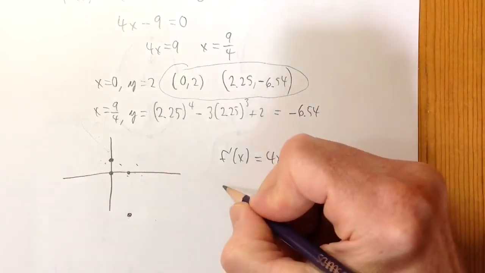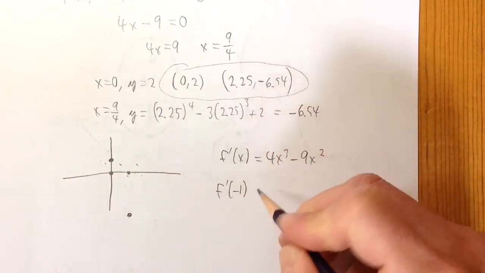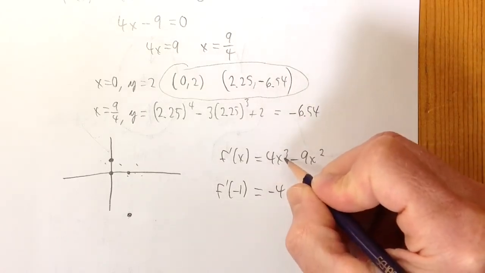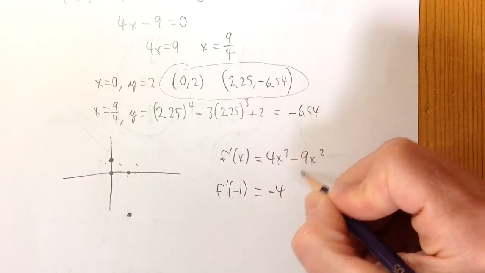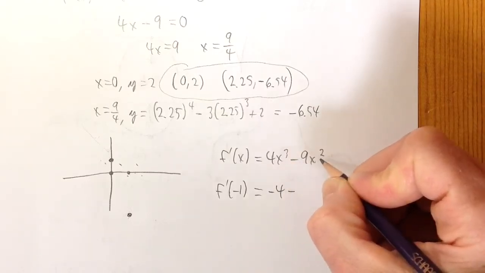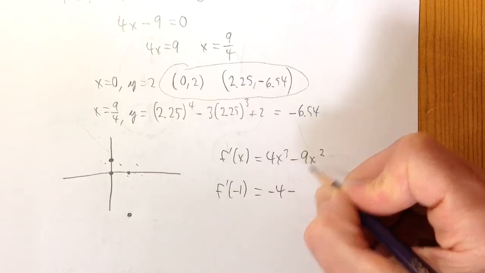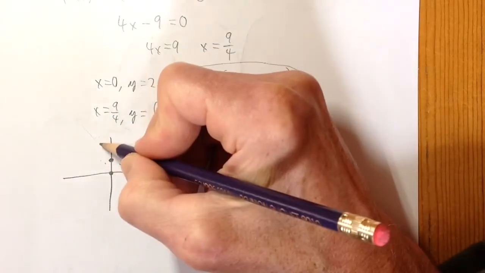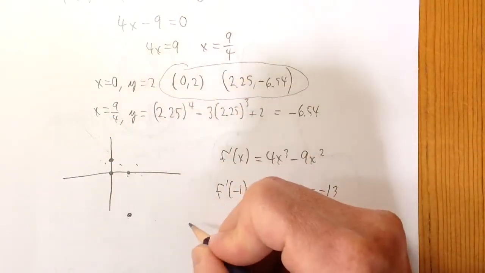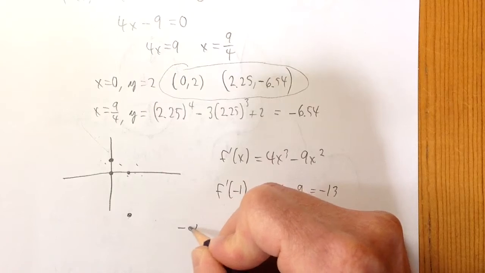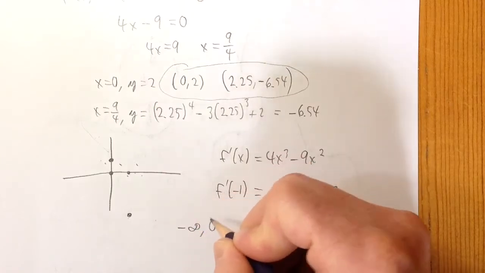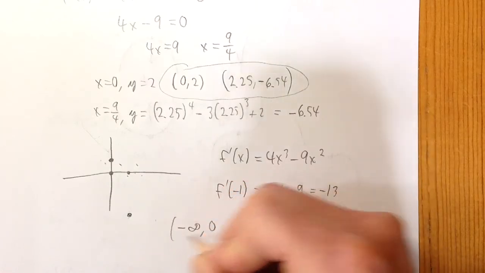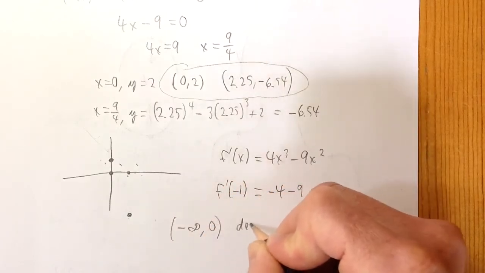Choose the easiest numbers. So at -1, you get 4 times -1, that's negative, so it's -4. Negative, yeah, because it's cubed, -1. And then minus 9 times x squared; -1 squared is 1, so minus 9, -13. So the slope is negative, so it's decreasing from negative infinity all the way to x equals 0 on this interval. It would be decreasing because the slope is negative.